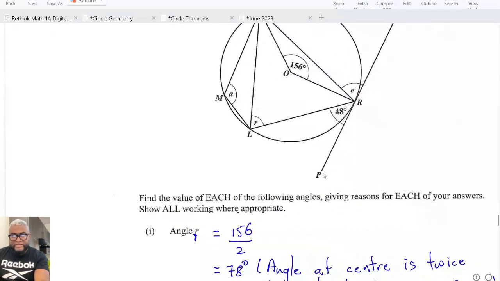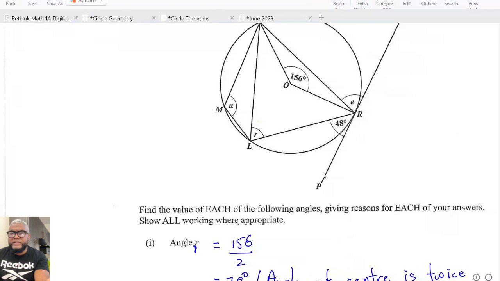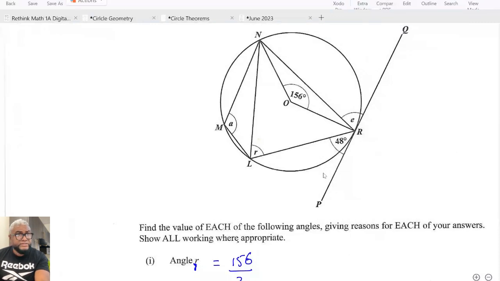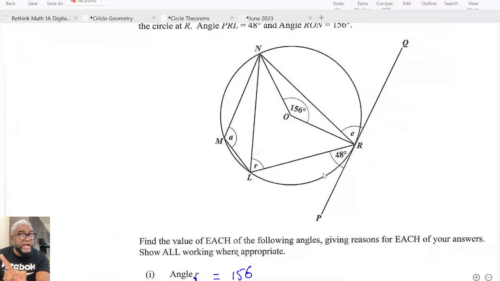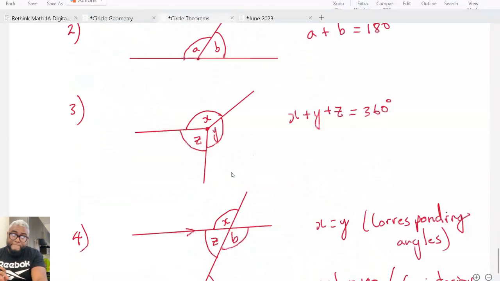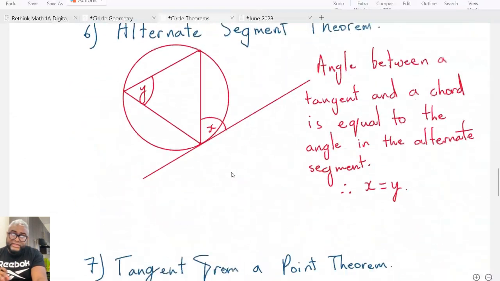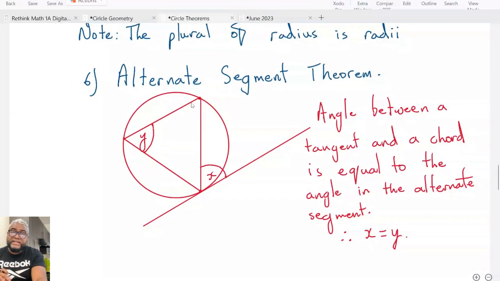Let me go with E. We're going to E. I talked about that earlier. What is E? E is easy. The angle between the tangent and the chord is equal to the angle in the alternate segment, right? Look here, my children. Watch it there and then watch what I'm going to show you.